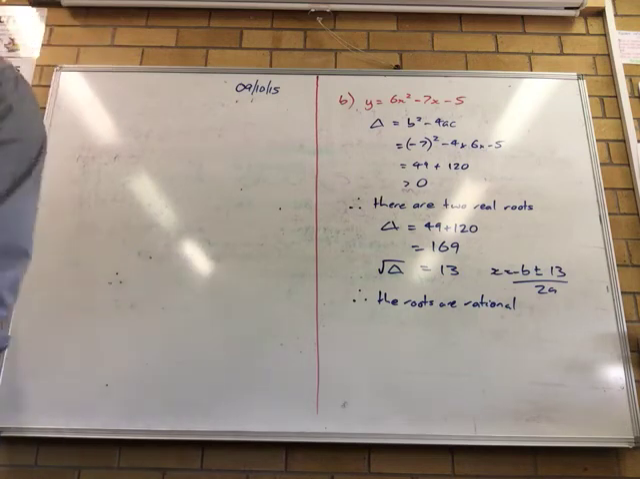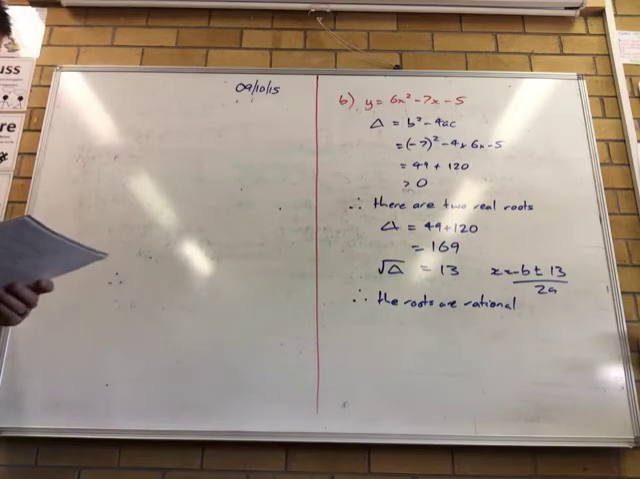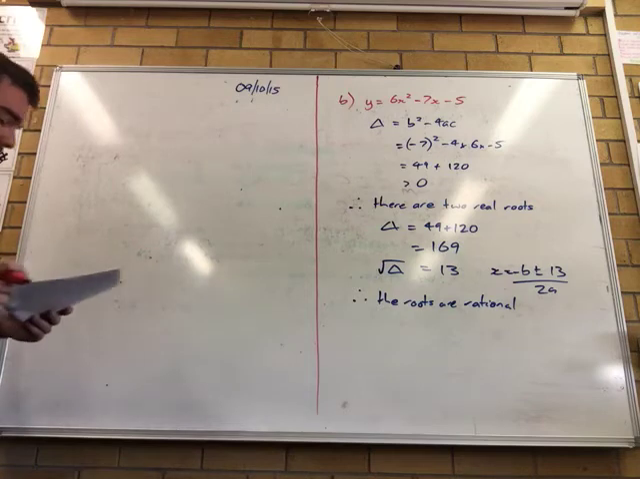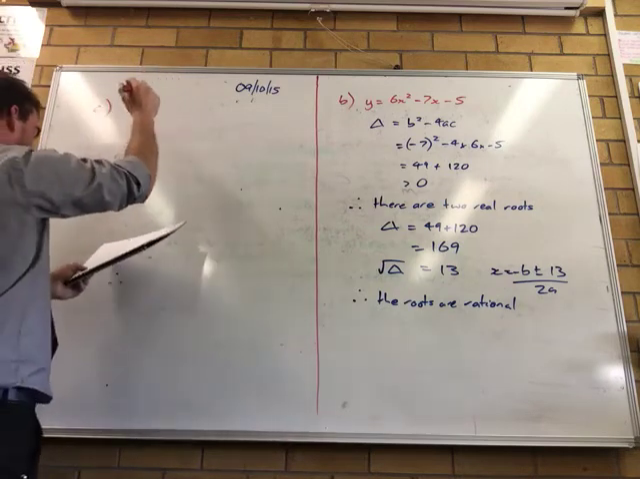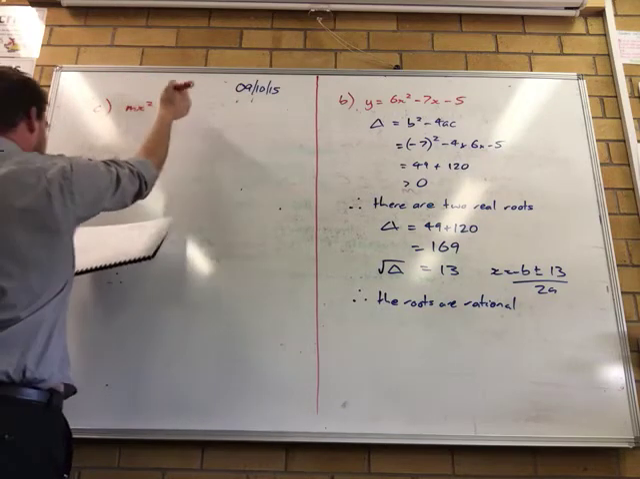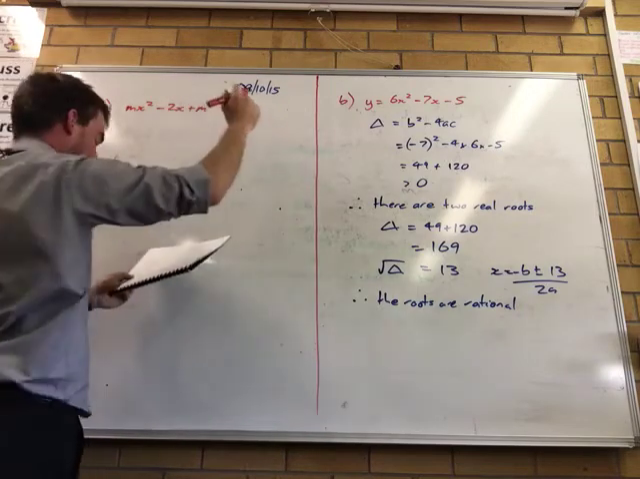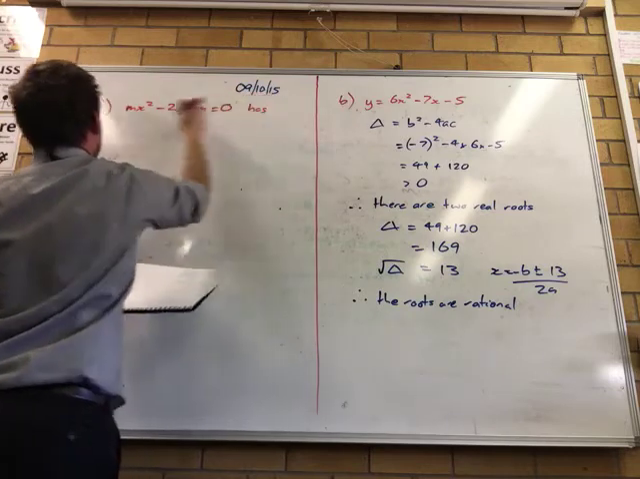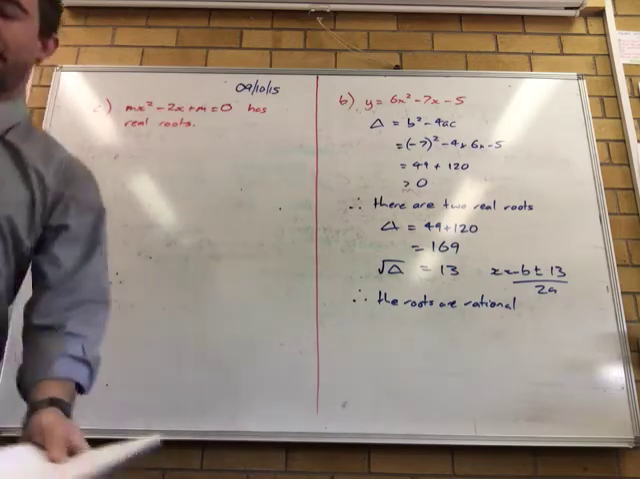Alright, next couple of examples. Find the values for m for which mx squared, take away 2x plus m, equals 0 has real roots and equal roots. So, mx squared, take away 2x plus m, equals 0 has real roots.